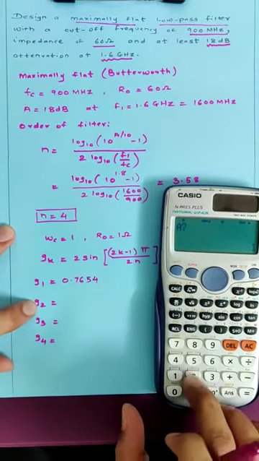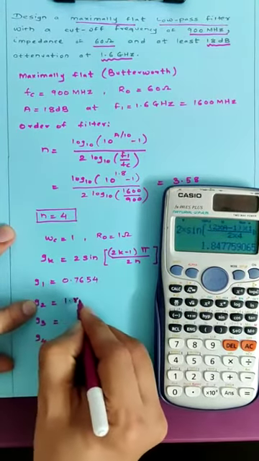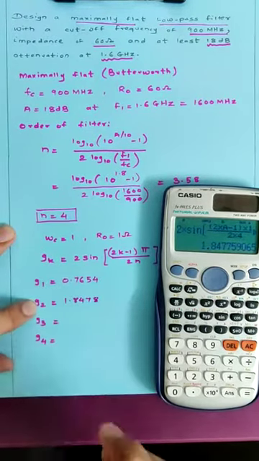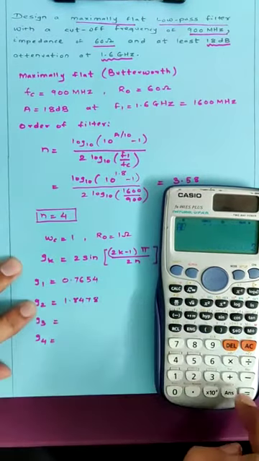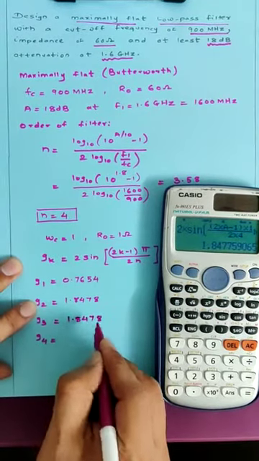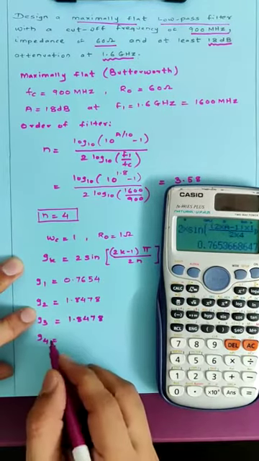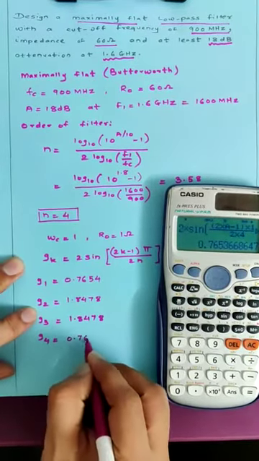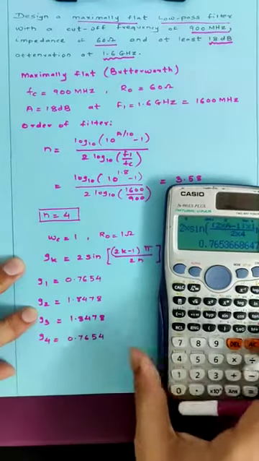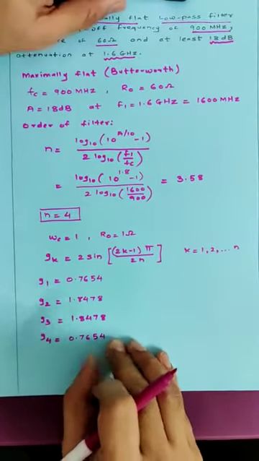And for G2, k equal to 2, we get the answer as 1.8478. Calculate for 3, it turns out to be 1.8478. For 4, G4 turns out to be 0.7654. So we have determined the coefficients over here.